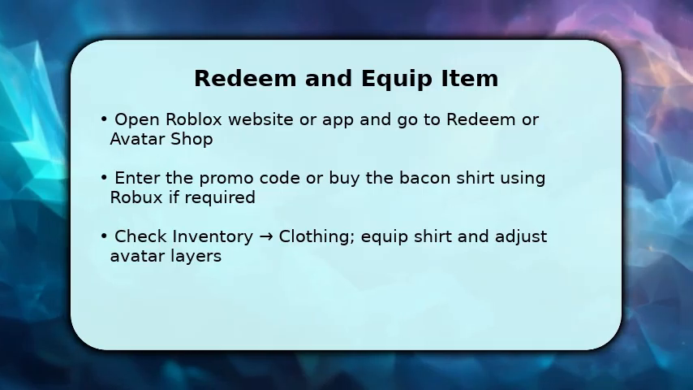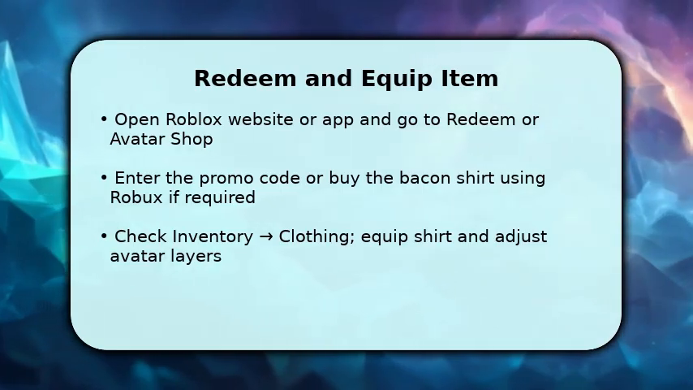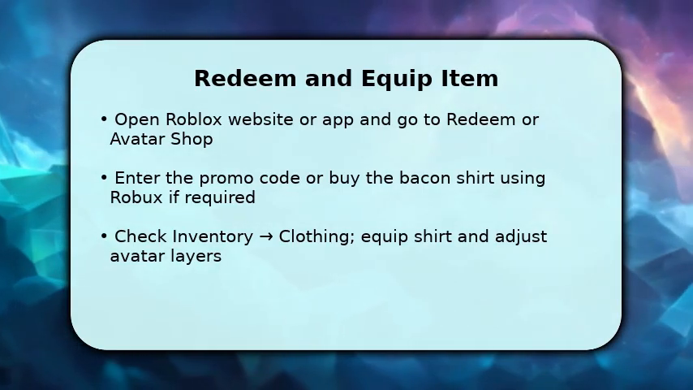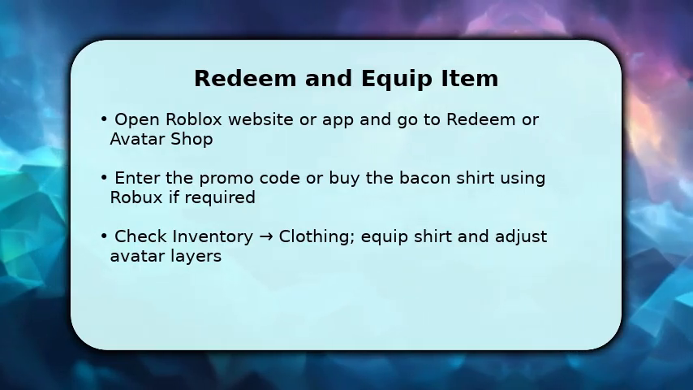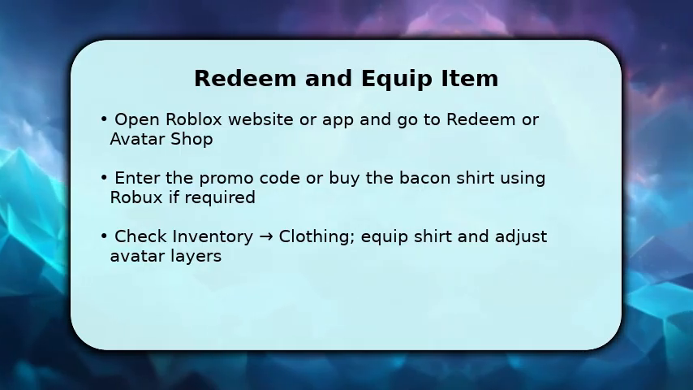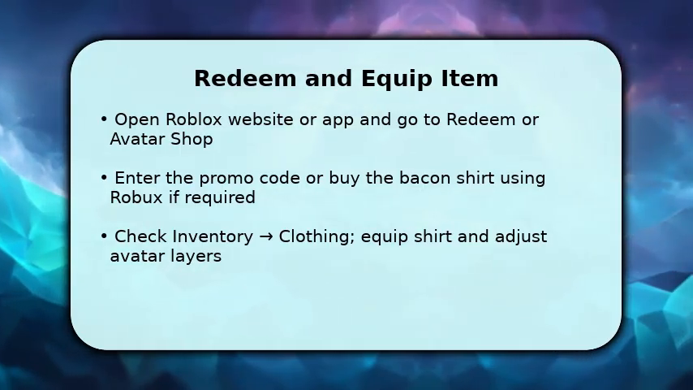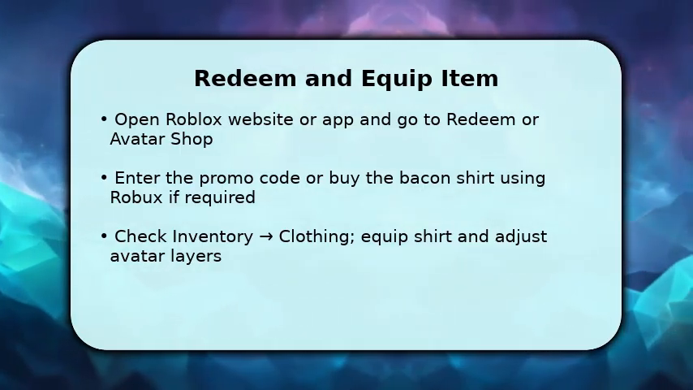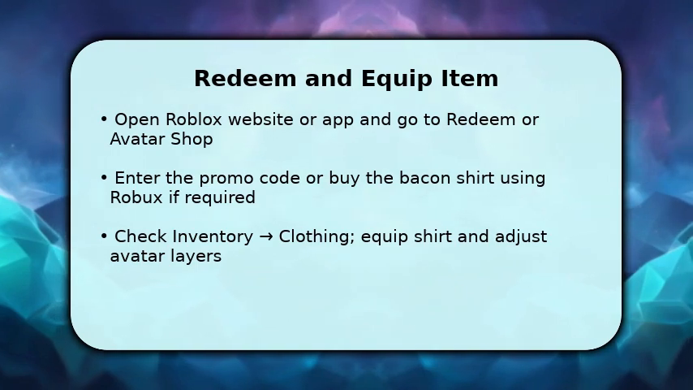After redemption, navigate to Inventory and then Clothing to find the shirt asset. Sometimes it's under shirts or body items depending on how it was issued. Equip the item by selecting it and applying to your avatar, then preview in the avatar editor to confirm correct layering and fit before saving changes.